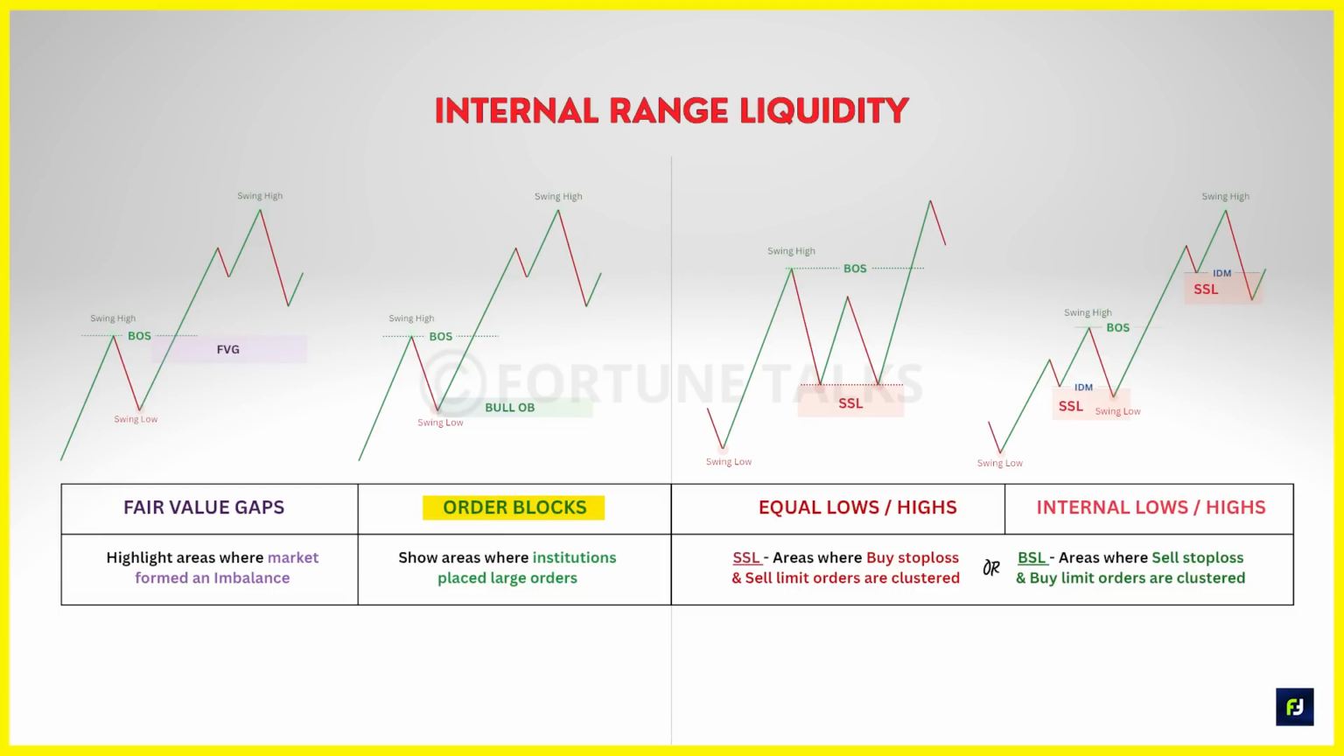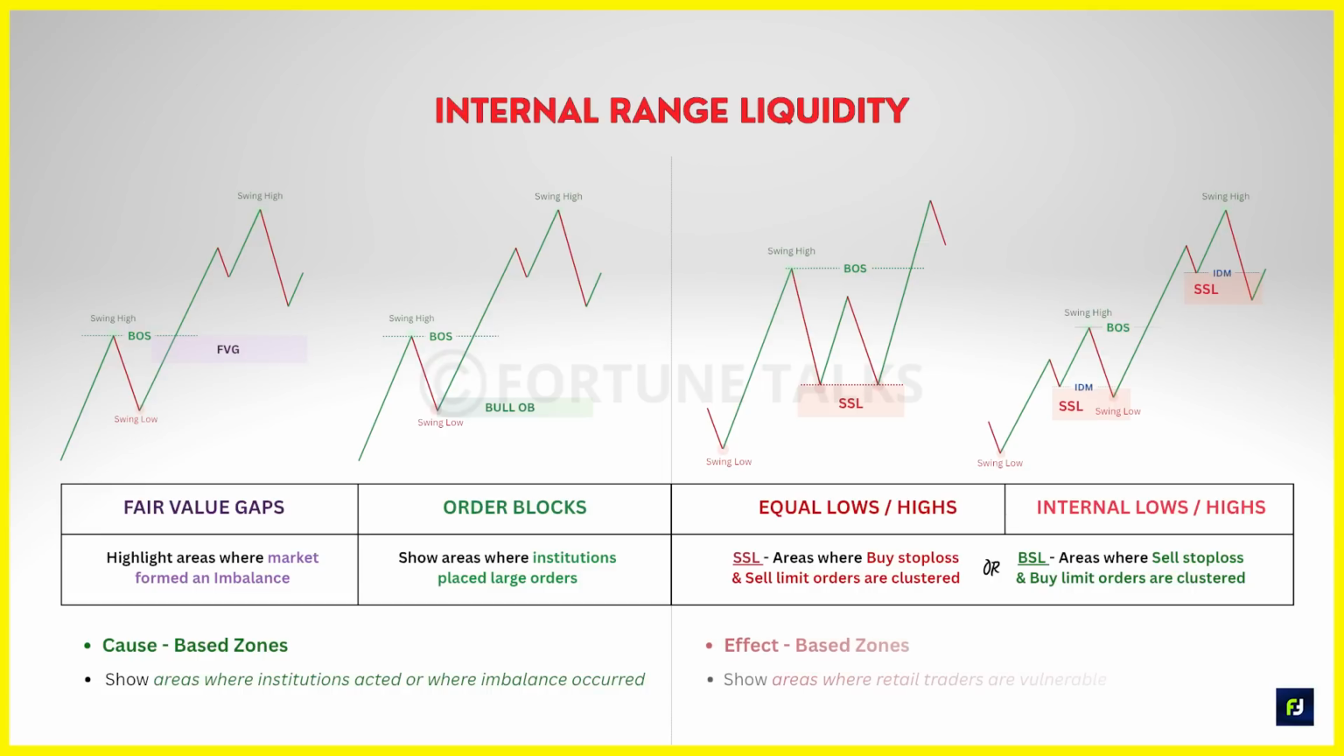Order blocks, on the other hand, show areas where institutions placed large orders. They represent institutional buying and selling zones. Now, when it comes to buy side and sell side liquidity pools, it represents areas where the retail traders have placed their stop losses and limit orders. Simply put, it all comes down to how the institutional players interact with these areas. Order blocks and fair value gaps are cost based, meaning they show where the institutions acted or where imbalances occurred, while buy or sell side liquidity is effect based, meaning they show where the retail traders are most vulnerable.